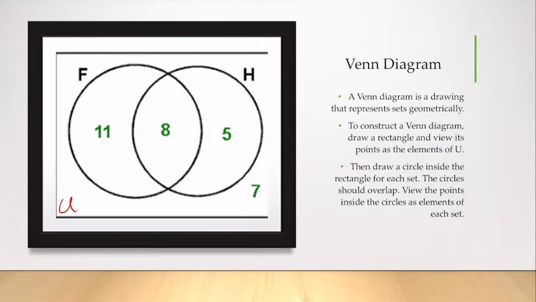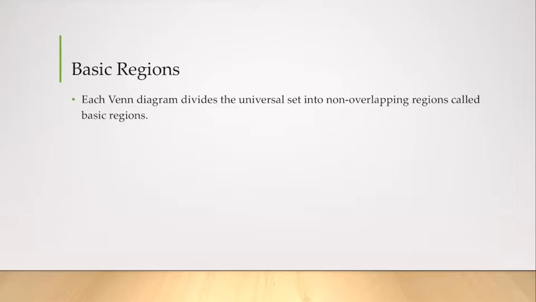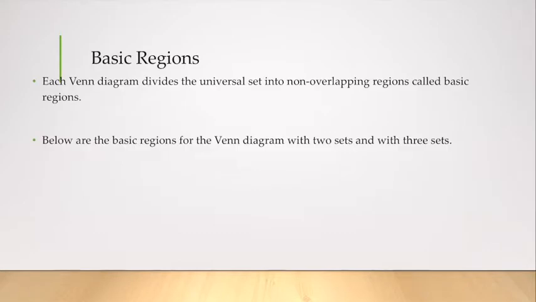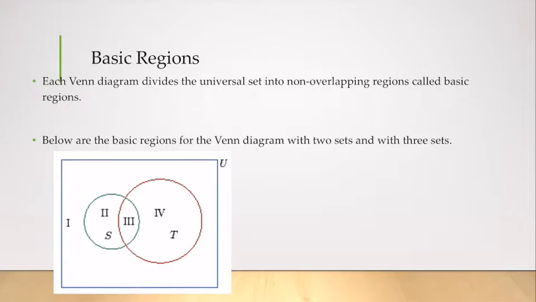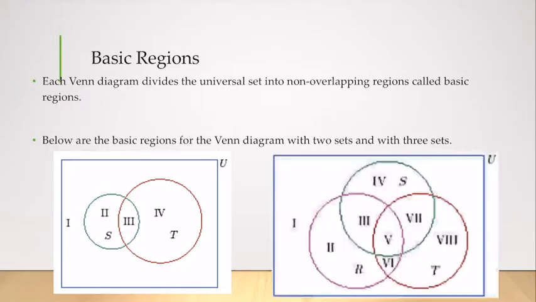The circles should overlap as long as the intersection isn't empty, right? And we can view the points inside the circles as elements of the set. So each Venn diagram divides our universal set into non-overlapping regions called basic regions. And below are the basic regions for Venn diagrams with 2 sets and with 3 sets.